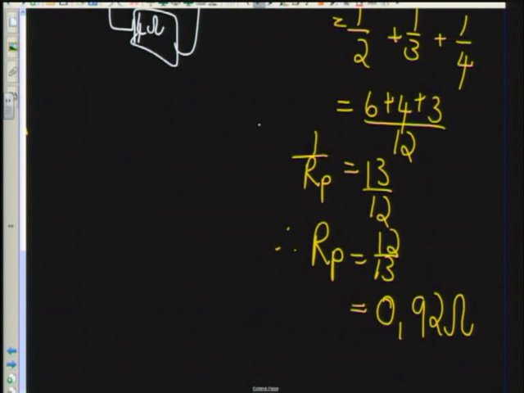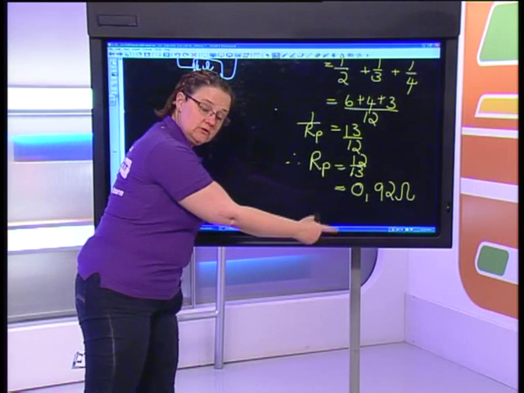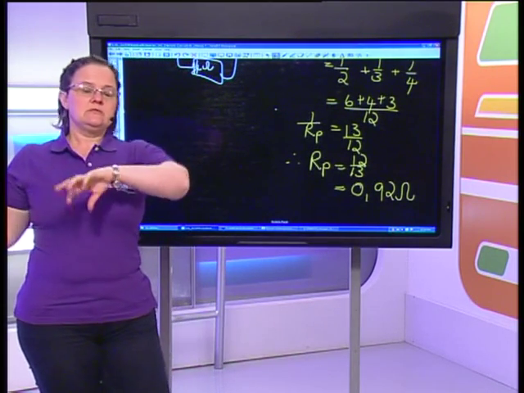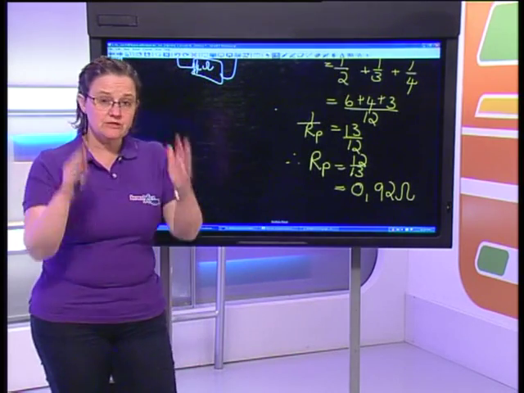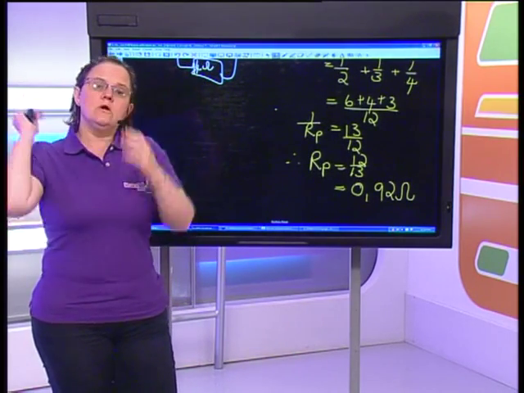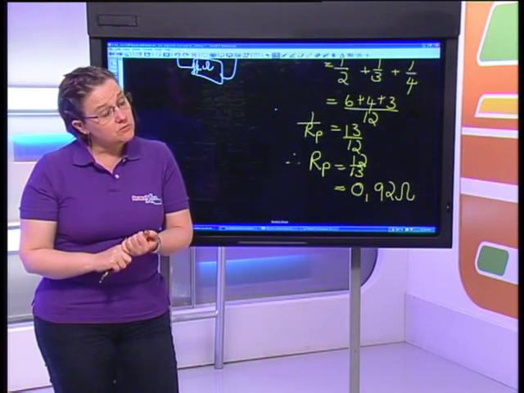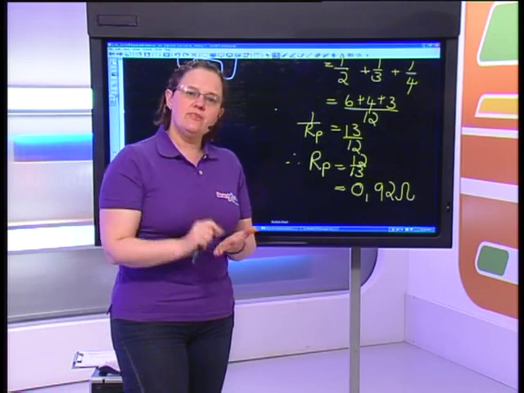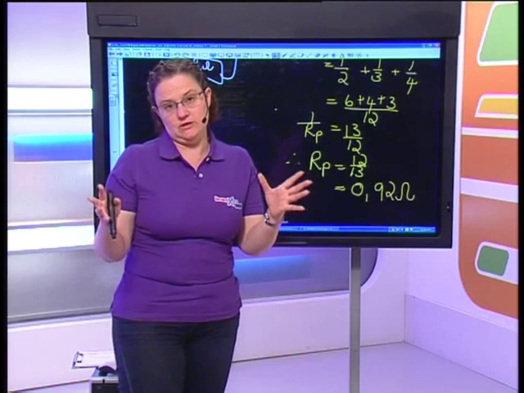And it's tiny. How do I know that my calculation is correct? Because my total is smaller than 2 ohms. Hint: when you're calculating resistors in parallel, the total resistance in parallel will always, always, always be smaller than the smallest resistance in the parallel section of the circuit.